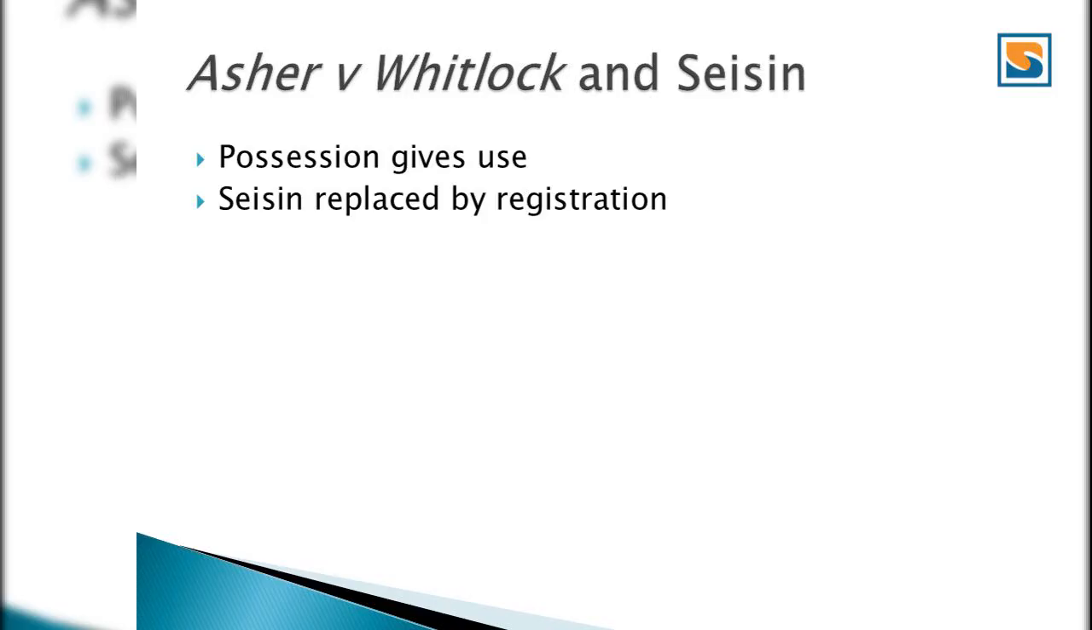In Asher versus Whitlock, the court confirmed possession gives the right to use and enjoy property. The old concept of seisin has been replaced by the need for registered title.